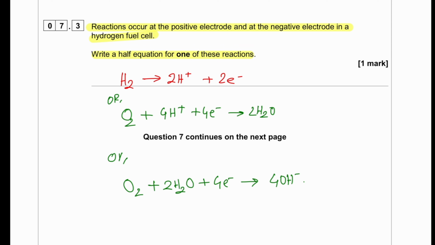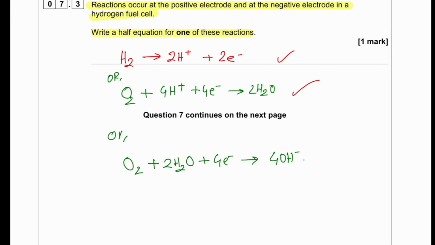However, guys, I prefer these two equations because they're easy to remember and you are more likely to remember them compared to this last one.